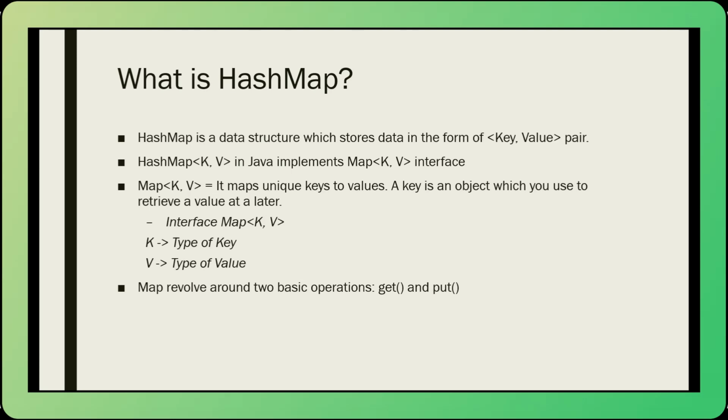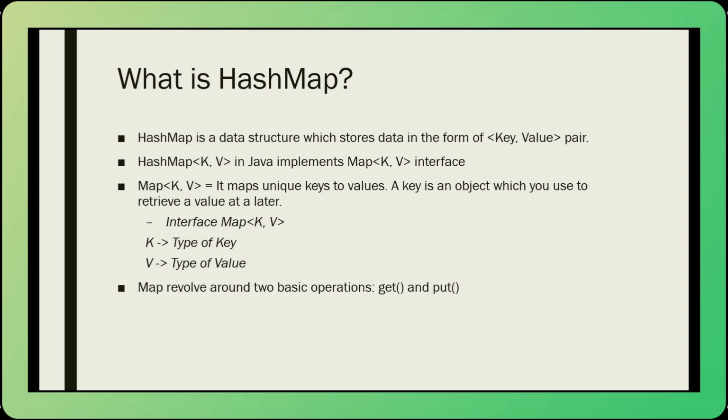Generally, a hash map is a data structure which stores data in the form of key value pairs. If you look at a linked list, data is stored in the form of nodes. A single linked list has two fields: one is data, and one is the pointer which points to the address of the next node. Likewise, different data structures store data in different forms. HashMap stores data in the form of key value pairs, and HashMap in Java implements the Map interface.